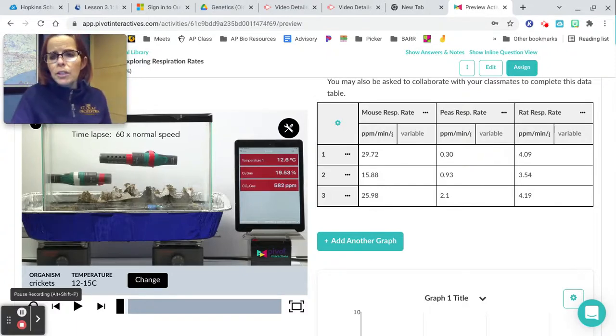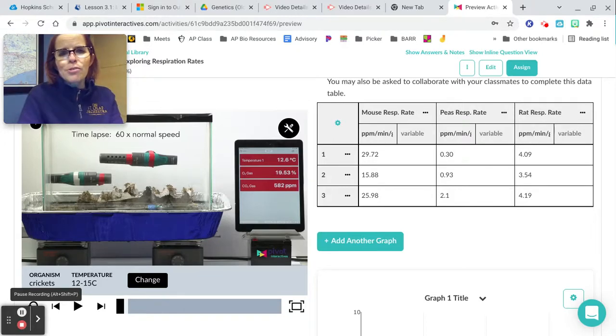Okay, and then the last one, you should have already calculated this in your own data table. So now we're entering it into the synthesis table, and that's the rat respiration rate. You've got 4.09, 3.54, and 4.19. Now, there's all kinds of wackinesses that are happening here.